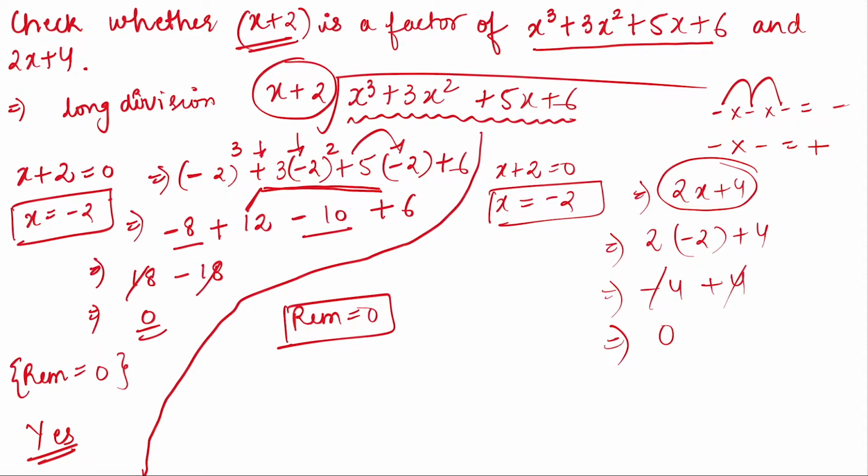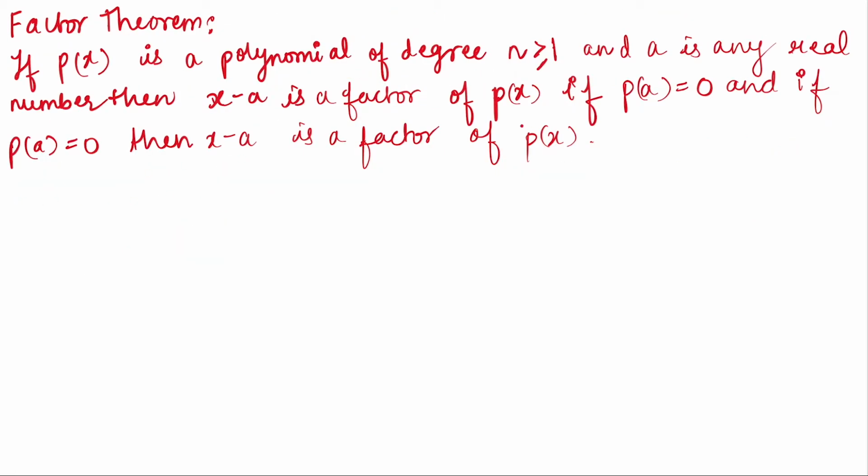Now we can understand the real meaning of the factor theorem. What does the factor theorem say? If p(x) is a polynomial of degree n greater than or equal to 1, it can be of any highest power, maybe 2 or 3, and a is any real number, then x minus a is a factor of p(x) if p(a) equals 0.